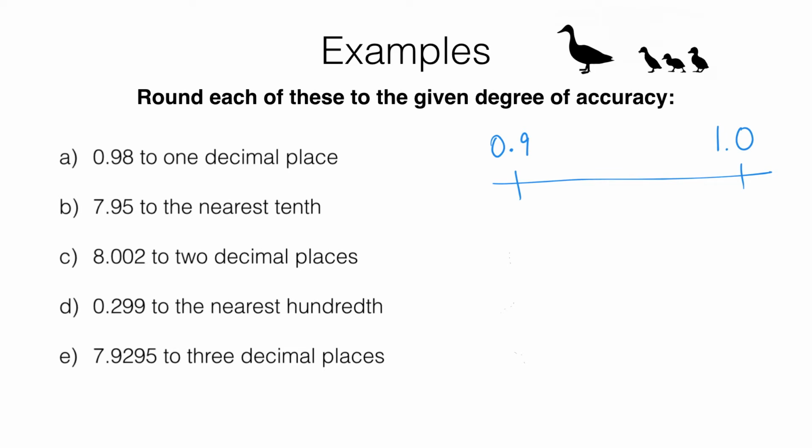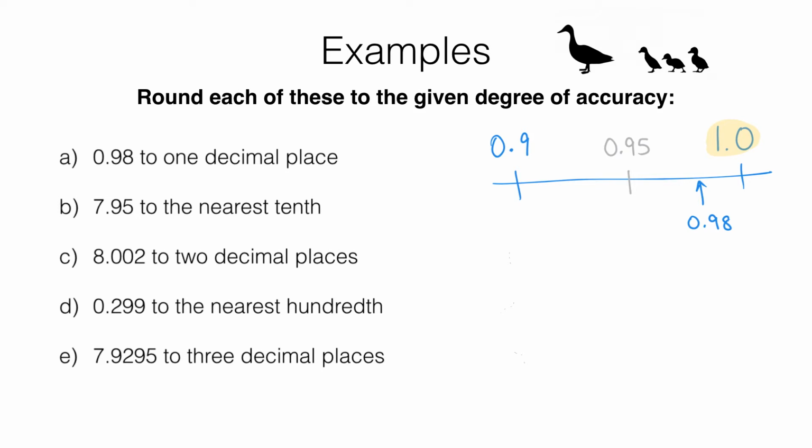And we have to decide whether 0.98 will round to 0.9 or 1.0 to 1 decimal place. Now, as usual, I'm going to look for what's halfway in between, and that is 0.95. And hopefully you can see that 0.98 is greater than 0.95. In fact, it's going to be somewhere over here. And that means 0.98 is closer to 1 or 1.0 than 0.9. So this is our answer.